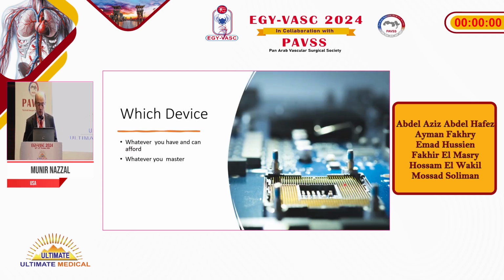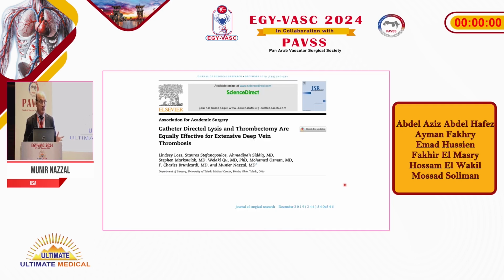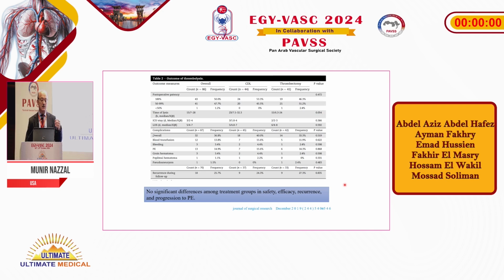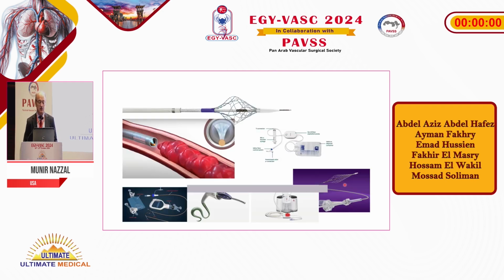The question is which device? The answer: whatever you have and can afford, whatever you master also. Not everybody is great in everything. We did our study. We looked at different devices, including Trellis, AngioJet, and catheter-directed lysis, looking at patency and PTS in the end. There was no difference between all of them, in a study that took about 5 years. If you follow the indication, there's hardly any difference between all of them.